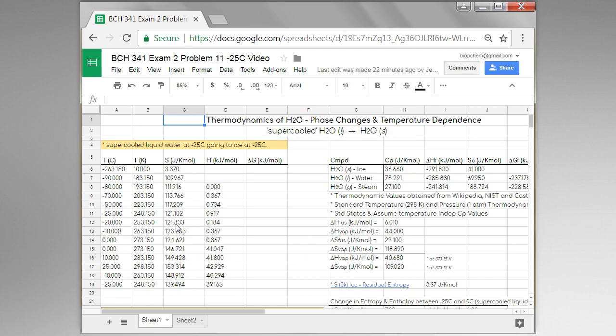But one of the nicest things to do, and so I've added the temperature here, and I've calculated something about, for example, in this case, the entropy, and I've done that, as you can see here, by taking into account the heat capacity, its change over temperature.